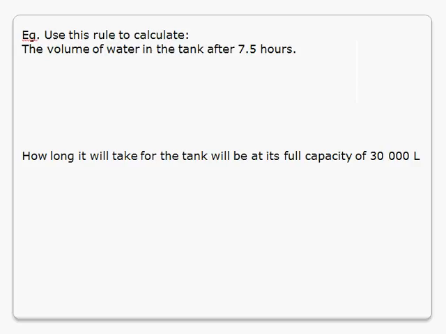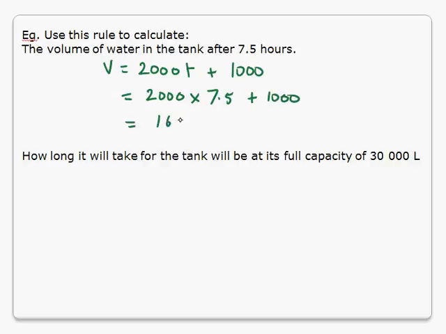So now I want to use that rule to find some further solutions. So I'm going to start off with the rule. Volume equals 2000 t plus 1000. I'm going to substitute in the 7.5 hours. So this is assuming that the water kept filling up at 2000 litres per hour. That's going to equal 2000 times 7.5 plus 1000, and I'm going to end up with 16,000 litres in my tank.